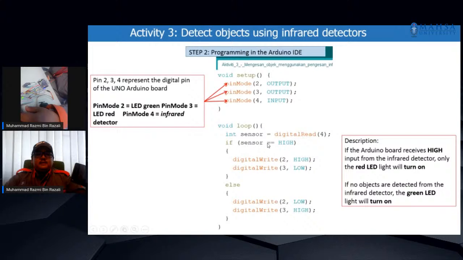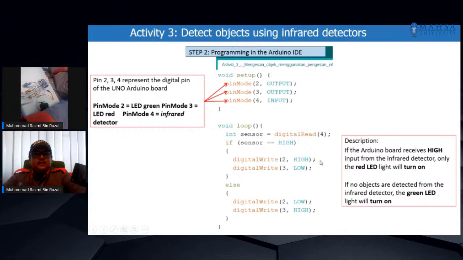So if the sensor receives signal HIGH, the LED at pin number 2 will be HIGH and the LED at pin number 3 will be LOW. Else, if the digitalRead at pin number 4 is LOW, the LED at pin number 2 will be LOW and the LED at pin number 3 will be HIGH. So we can see that using this code, the LEDs will be blinking on and off.